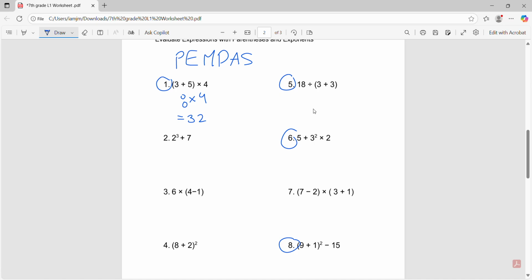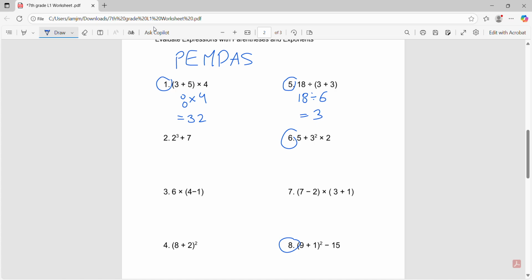Okay, for this one. Parentheses are before divisions or multiplications. So we would first solve 3 plus 3, which is 6. 18 divided by 6 is 3. Nice. Let's move on to our next question.